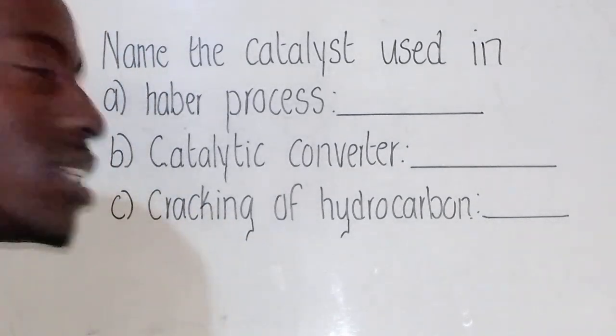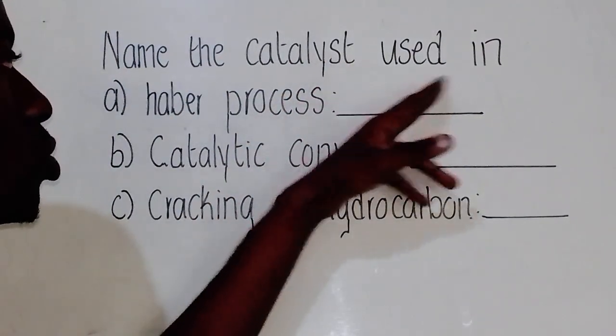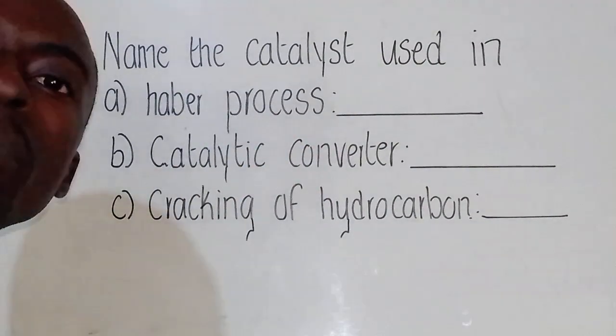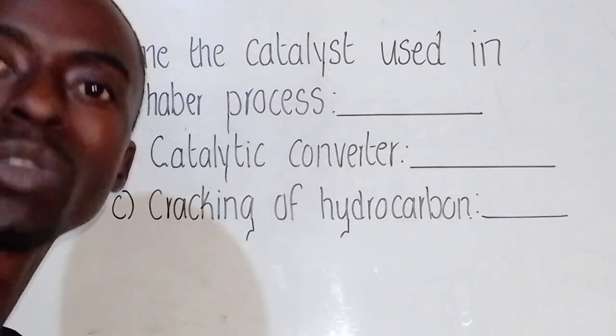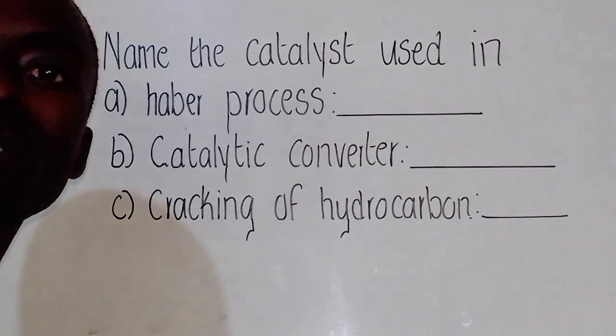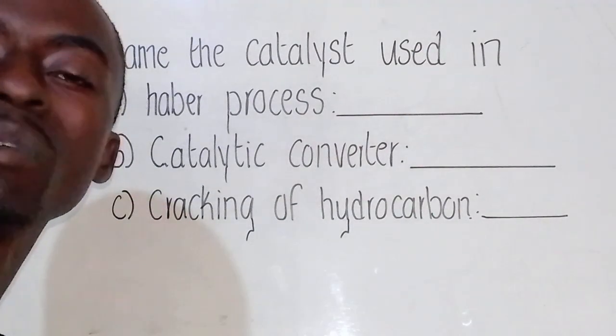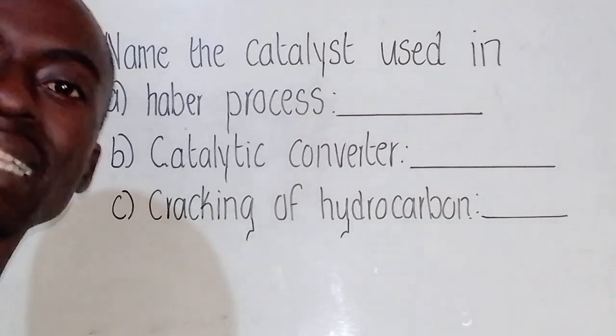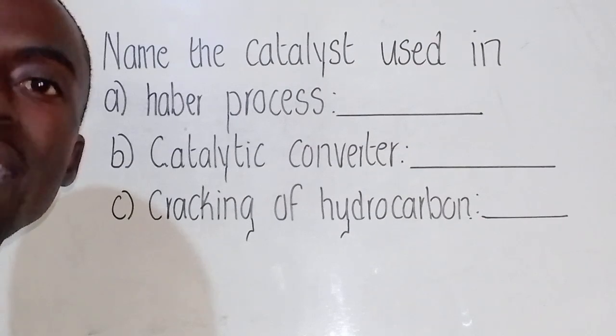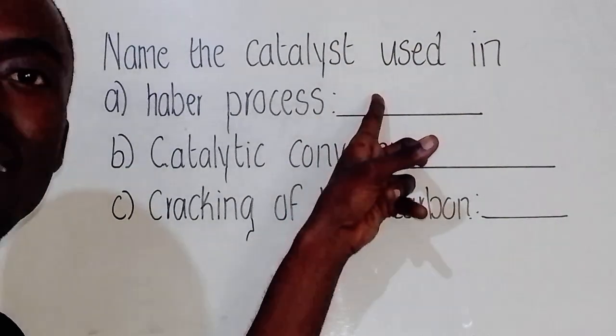But here the question is saying name the catalyst used in Haber process. Haber process is an industrial process which helps in the production of ammonia. Ammonia is a gas. The catalyst which is used is known as what? Iron. So the answer here is iron.